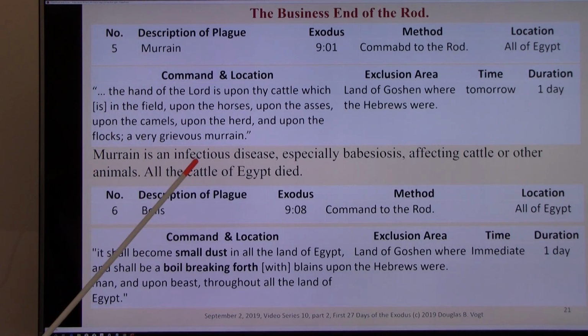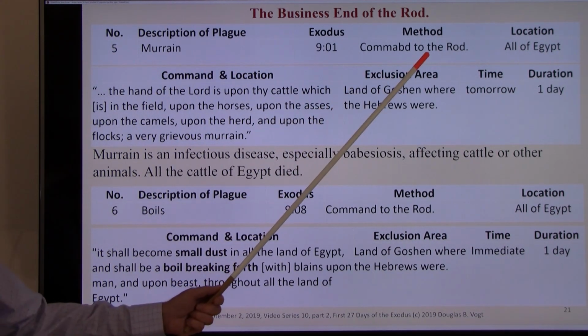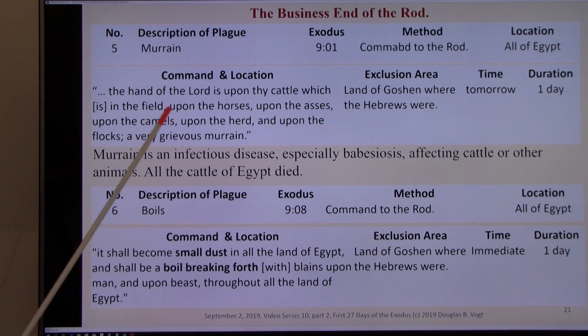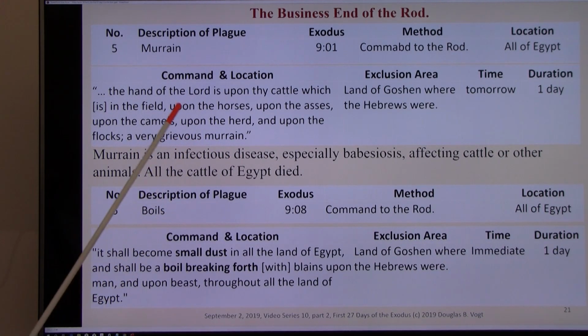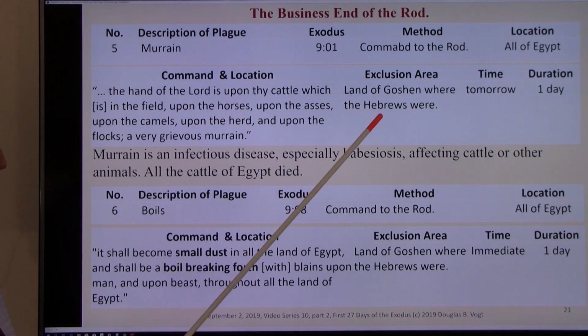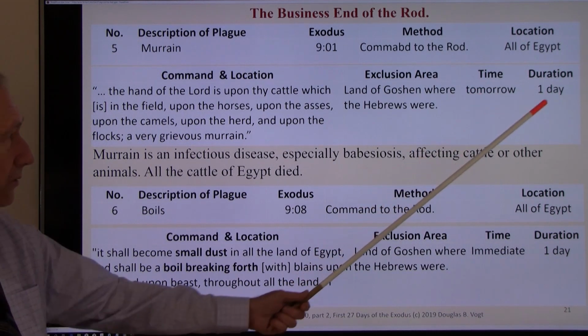Murrain, I had to look up murrain. Murrain's an infectious disease by that name. It affects cattle and other animals. Command to the rod again. Location, all of Egypt. The hand of the Lord is upon thy cattle in the field, the horses, the asses, the camels, the herds, the flocks, a grievous murrain. In other words, he's telling us the animals where this disease is going to fall. Land of Goshen is excluded, happens tomorrow.